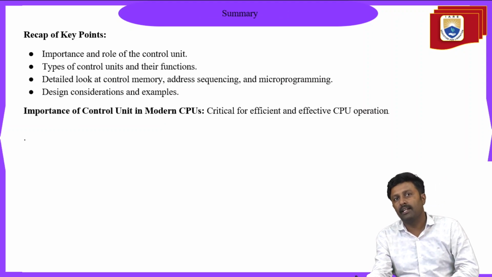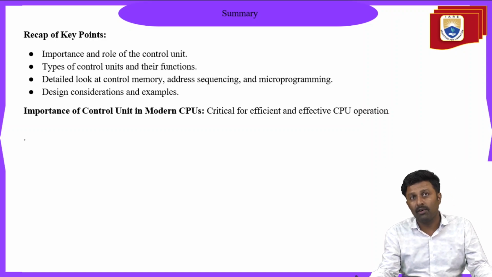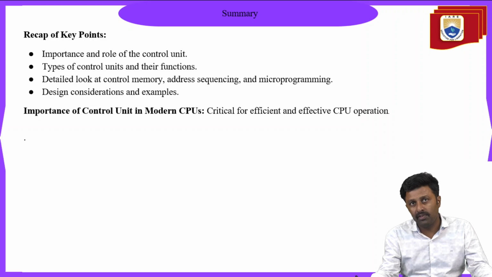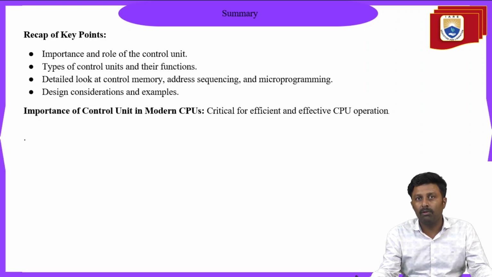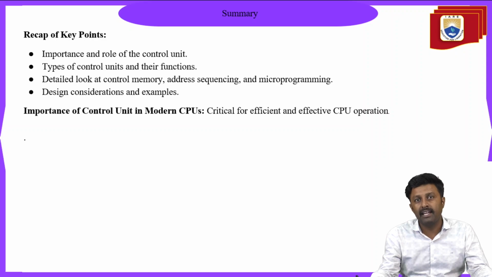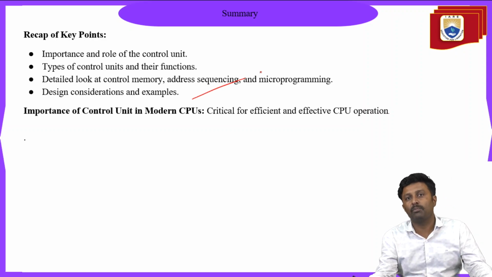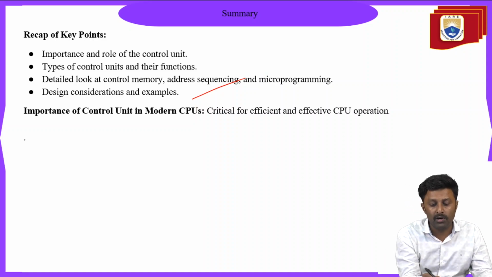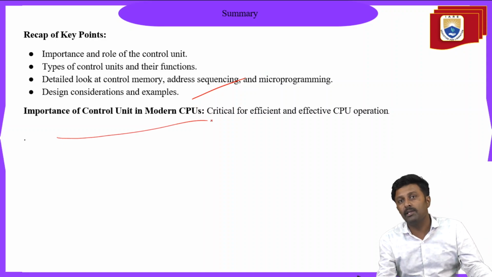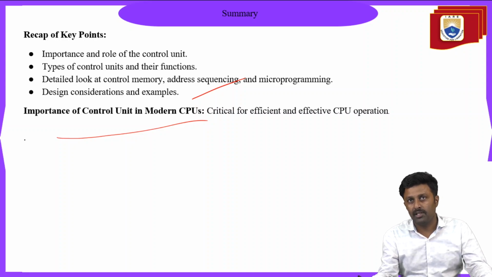As a summary, we covered the importance and role of the control unit, and the types of control unit. We took a detailed look at control memory, address sequencing, and microprogramming, and design considerations with examples of the control unit. These are the topics that we have studied. The control unit is critical in a modern CPU for efficient and effective CPU operations.